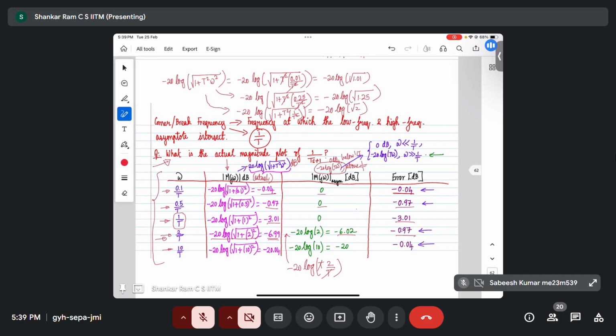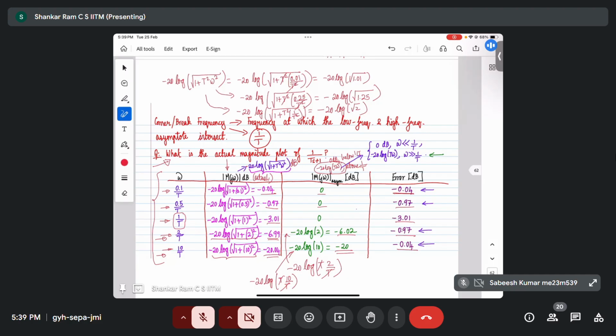Then we go 1 decade above. 1 decade above means the actual value will be minus 20 log of square root of 101, which will be minus 20.04. Asymptotic value will be minus 20 log of t times omega, which is now 10 by t, so log 10. Okay, this will be minus 20. So the difference is once again minus 0.04. So you can see that the difference is symmetric around the corner frequency.